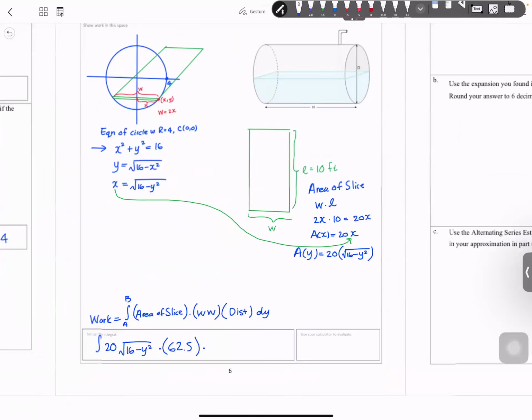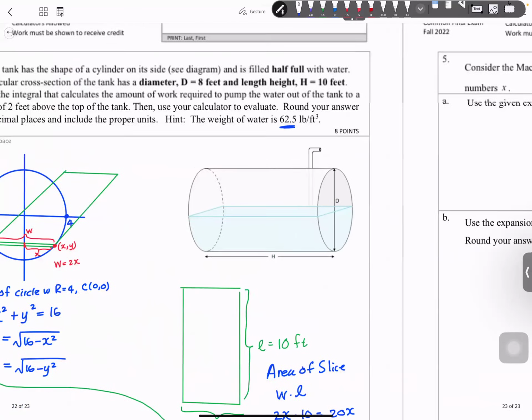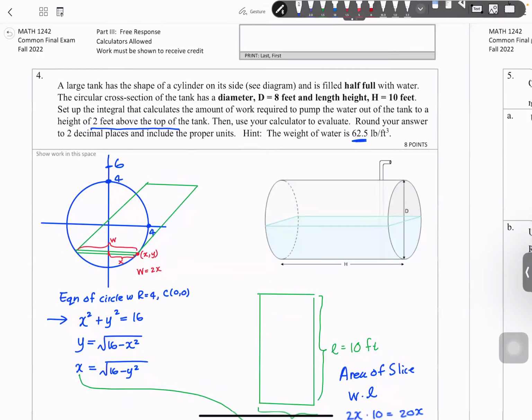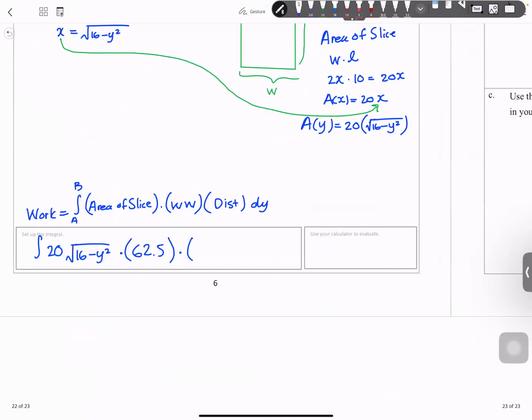All right, and then the distance, where is it being pumped to? So again, according to my diagram, I have to go back to my diagram. The top of the tank is at a level 4, right? Because the radius of the tank is 4 feet. But we are pumping it to a height 2 feet above the top of the tank. So it doesn't go to 4, it goes to 6. It goes to a Y value of 6. So that height right here is going to be 6 minus Y dy.